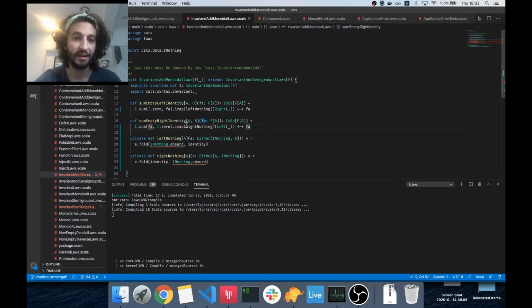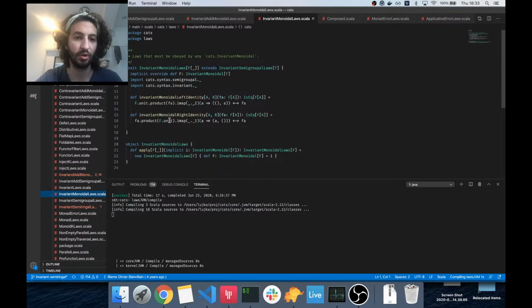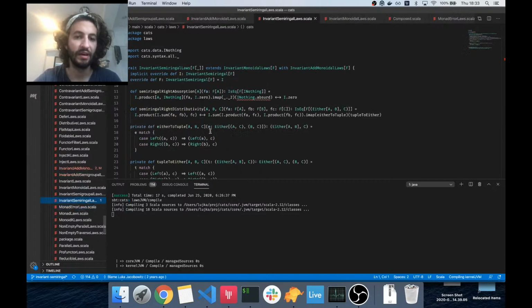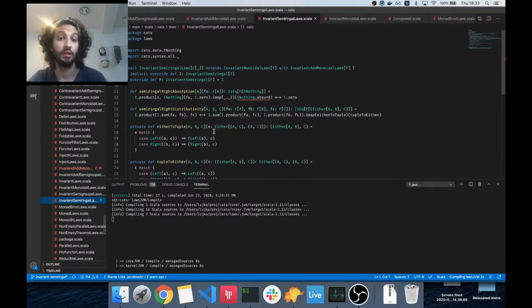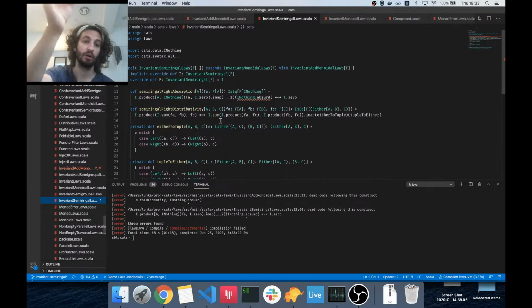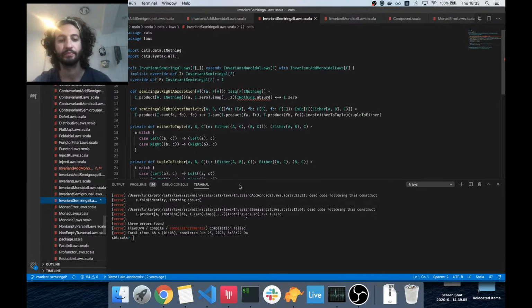Yeah, and then if you have an invariant add monoidal and an invariant monoidal, which again has the same laws, except it uses product and unit instead of sum and zero. Call it zero. I don't know if that's the best name, but I kind of like it. Then you can go to a semi-ring, or what basically is the supertype of alternative and decidable.